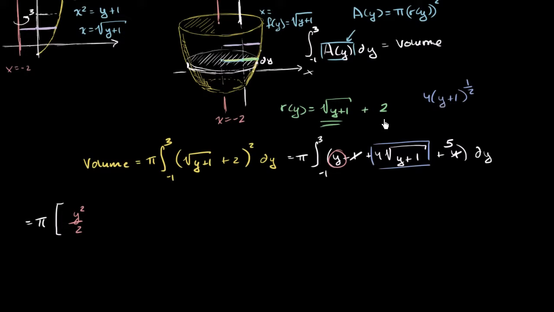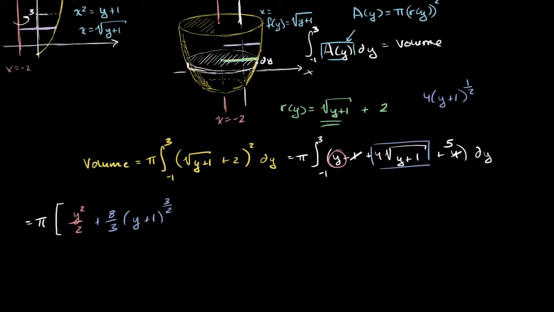But this antiderivative is going to be equal to, well, if you increment this exponent, you get 3/2 multiplied by the reciprocal 2/3. 2/3 times 4 is 8/3. So it's plus 8/3 times y plus 1 to the 3/2. And you can verify, if you take the derivative here, you will get this expression right over here. 3/2 times 8/3 is 4. Decrement it, you have y plus 1 to the 1/2 power.